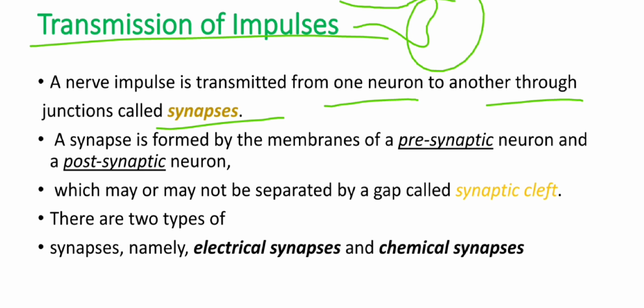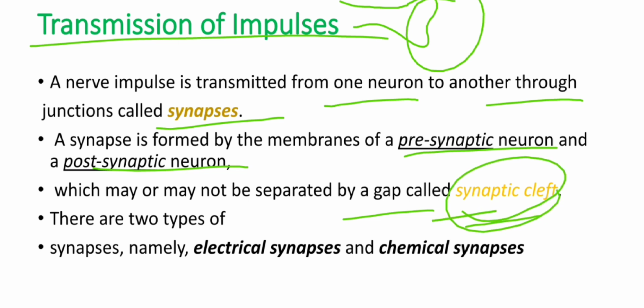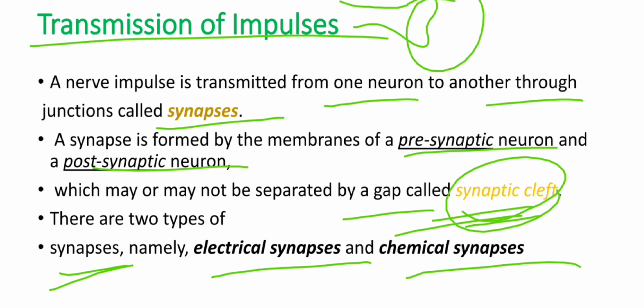The synapse is formed by the membrane of a presynaptic neuron and a postsynaptic neuron, which may or may not be separated by a gap called the synaptic cleft. So there may be a gap, known as the synaptic cleft, or there may not be a gap. There are two types of synapses: electric synapses and chemical synapses. Electric synapses are faster than chemical synapses.